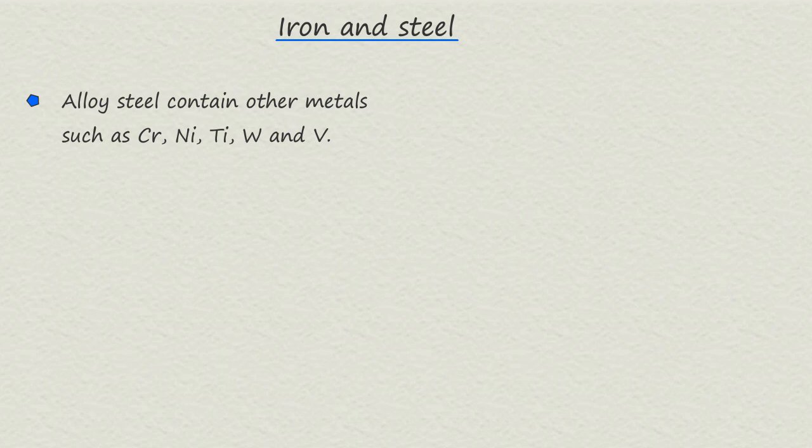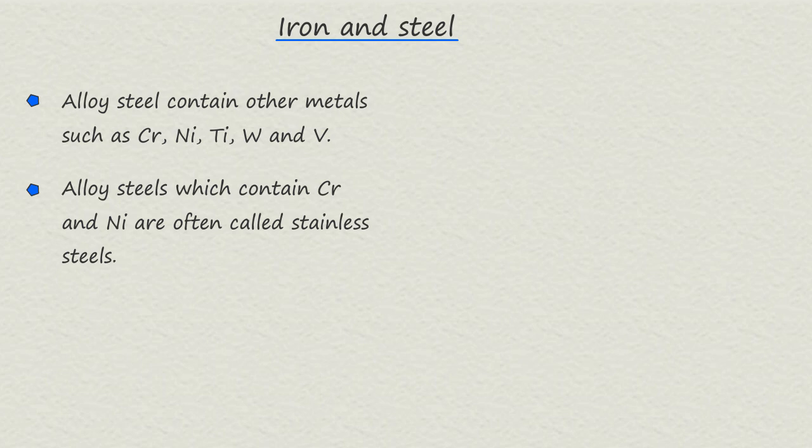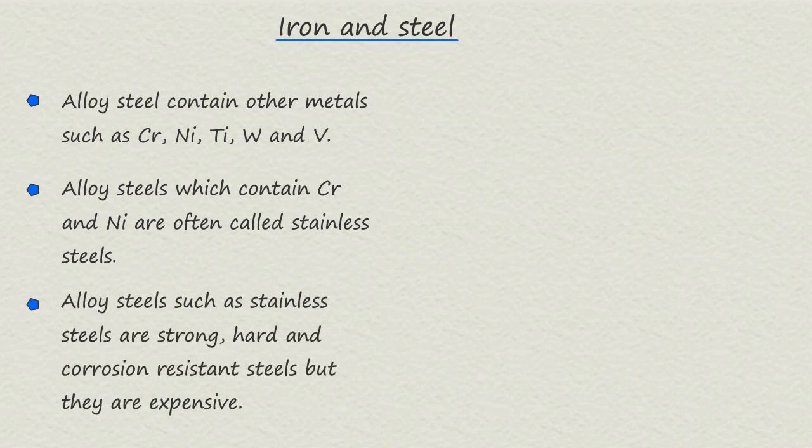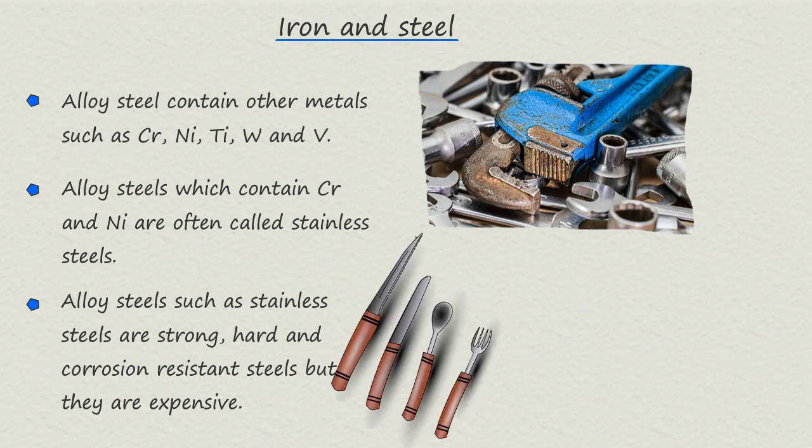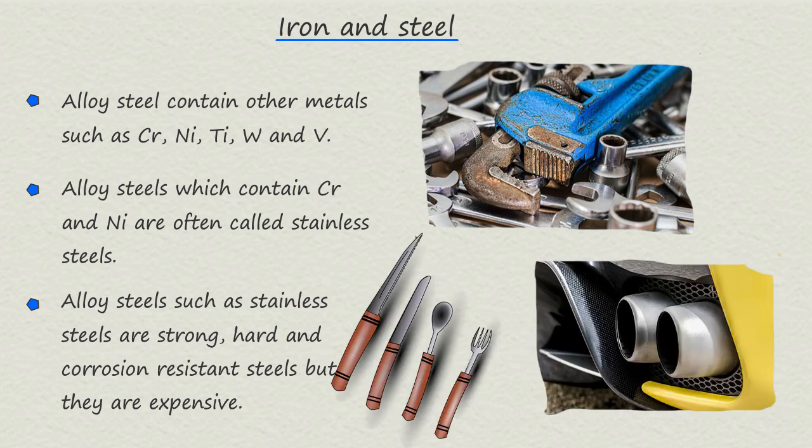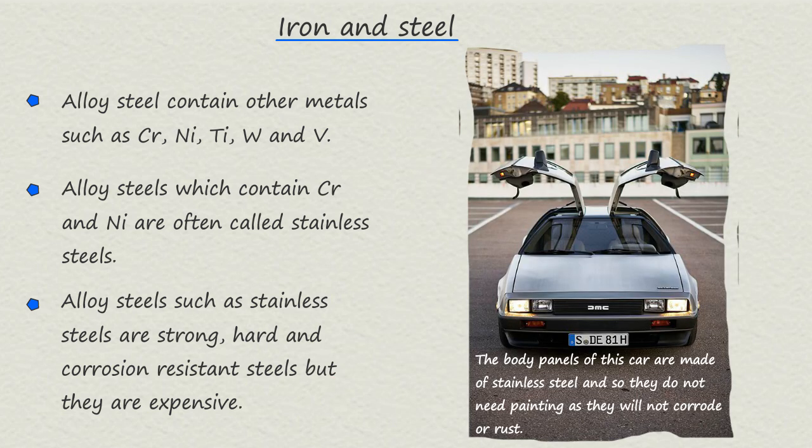Finally, alloy steels are steels which contain other metals such as chromium, nickel, titanium, tungsten and vanadium. Alloy steels which contain chromium and nickel are better known as stainless steels. Now, these steels are expensive, but they have excellent corrosion resistance and are very strong hard steels. They are used to make high quality tools, cooking utensils such as knives, forks and spoons, car exhaust systems and sometimes even cars. The DeLorean sports car, for example, best known for its role in the Back to the Future films, was unusual because its body panels were made of stainless steel and were never painted. They were just simply polished.